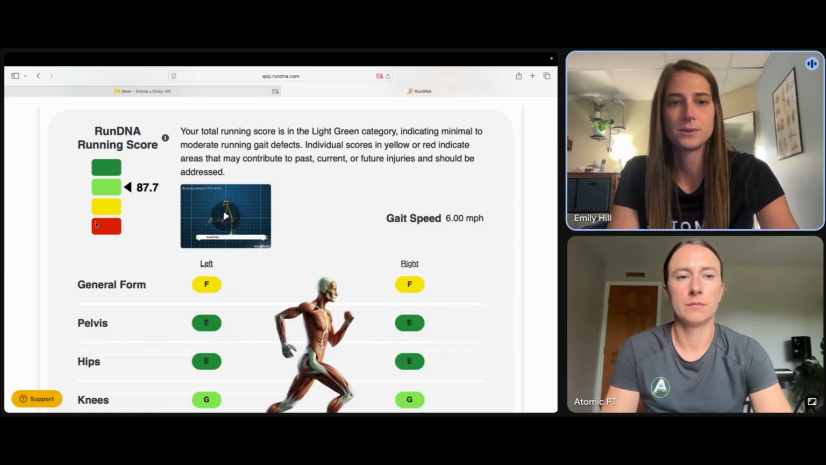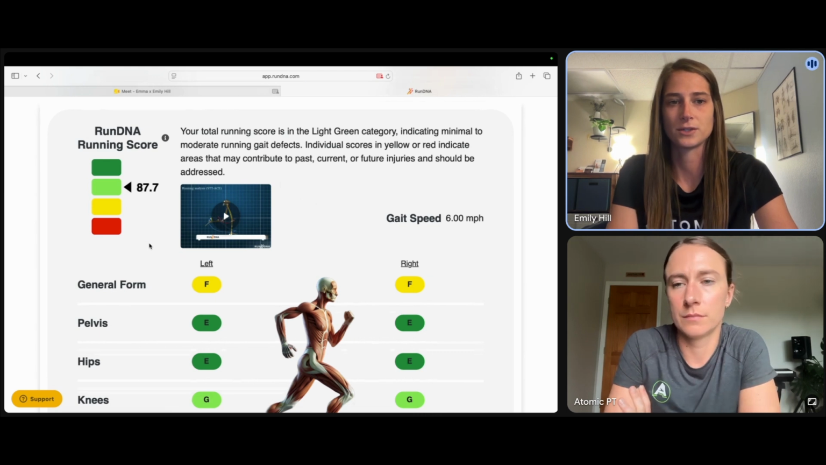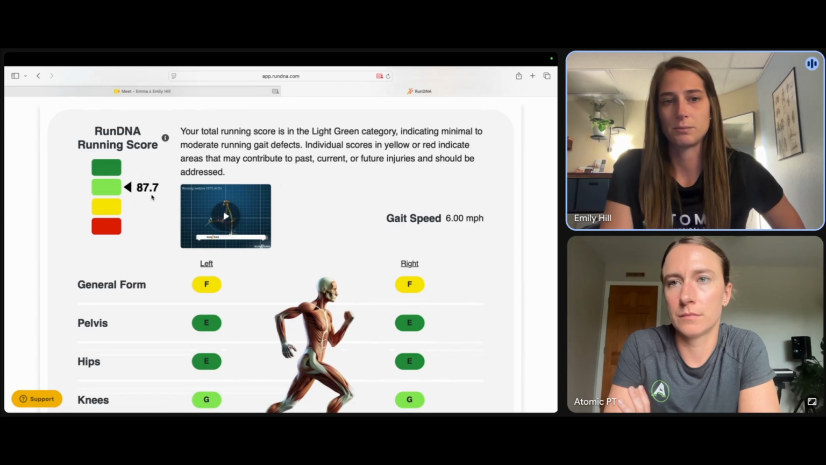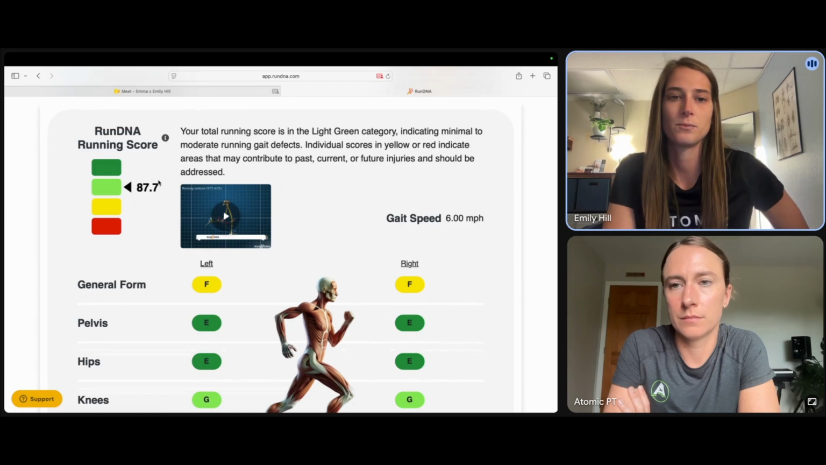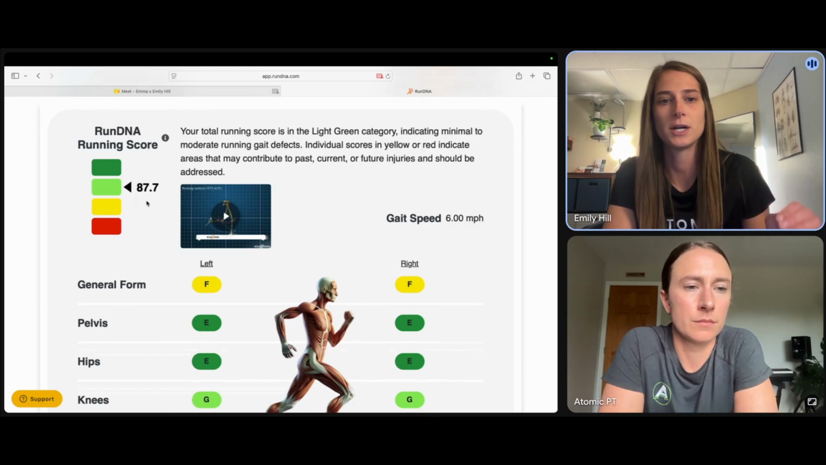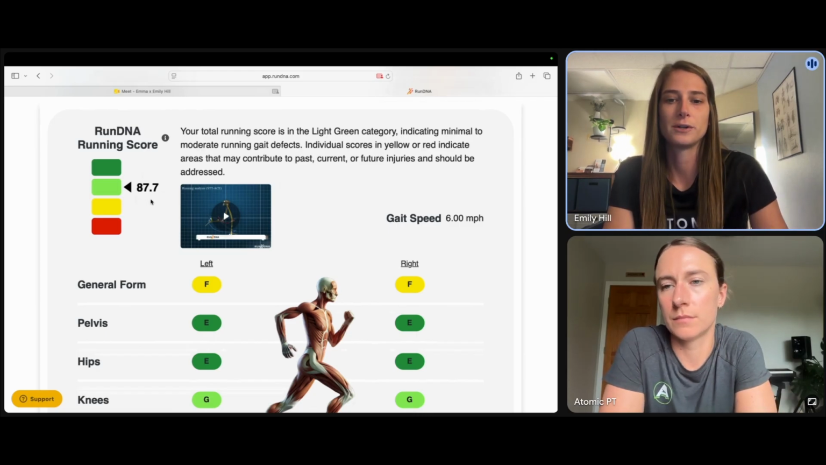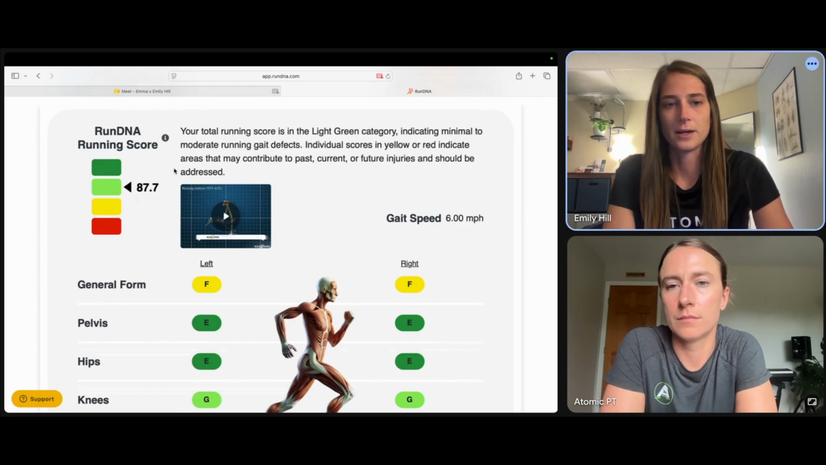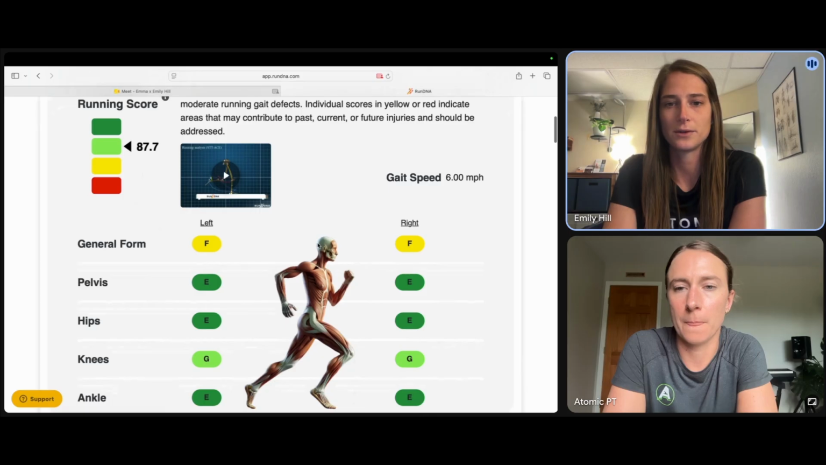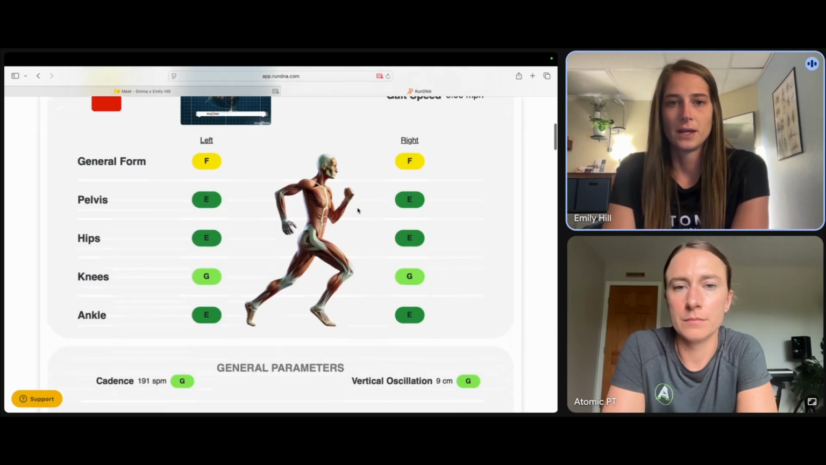Our first thing we're going to notice here is our running score. For this particular run, Emma was at an 87.7%. Essentially what this number means is that the closer to 100% that you are, the more your values for these different angles and forces lie within normative data. So 87.7%, pretty good. We're in that light green. But if we scroll down, we'll look at this a little bit closer.